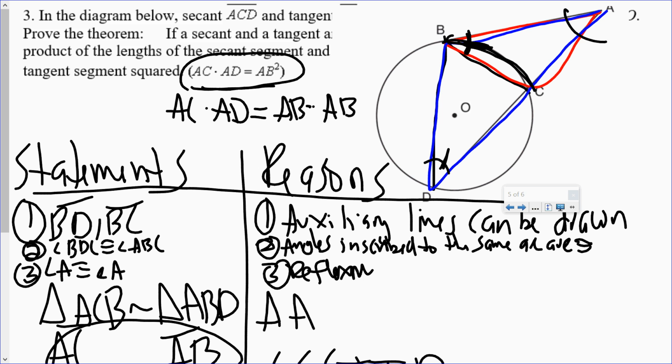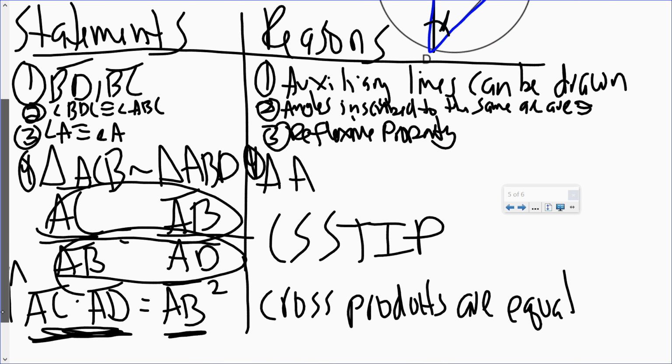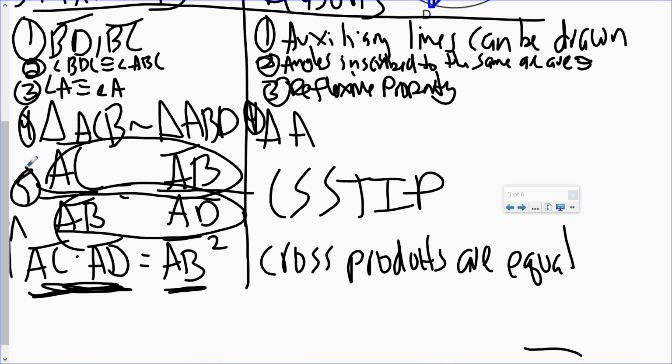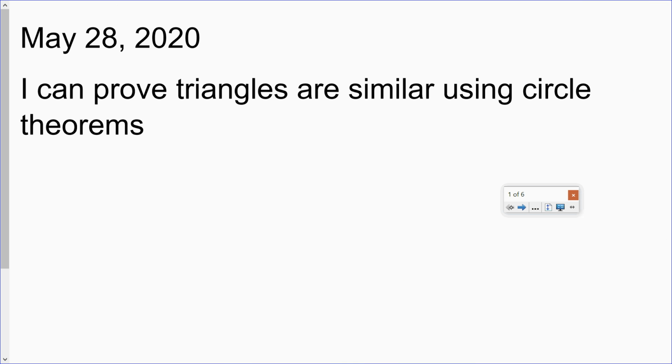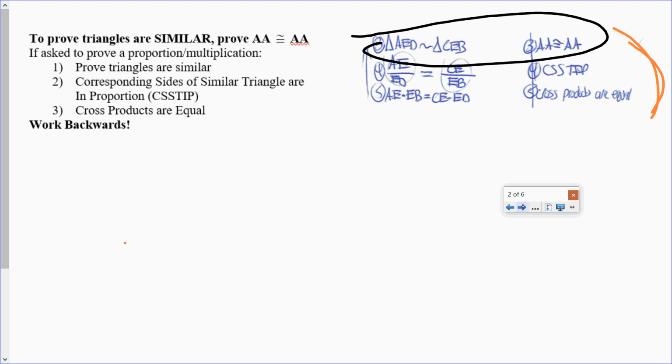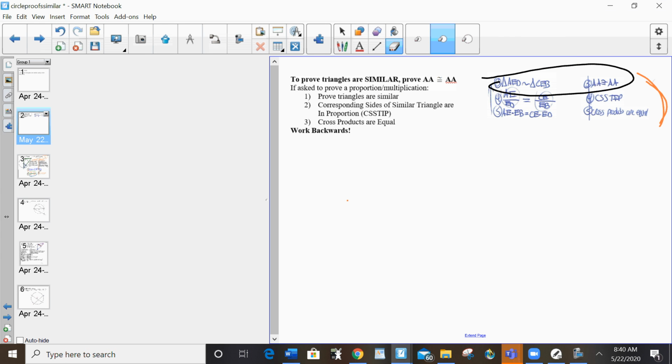Once I have my two angles, I can state the triangles are similar. I can state the proportion, CSS tip. I can state the multiplication, CPE, or cross products are equal. So again, whenever you're being asked to prove multiplication, work backwards, follow this script. It's always going to be the same, just the letters are the only thing that are going to change.